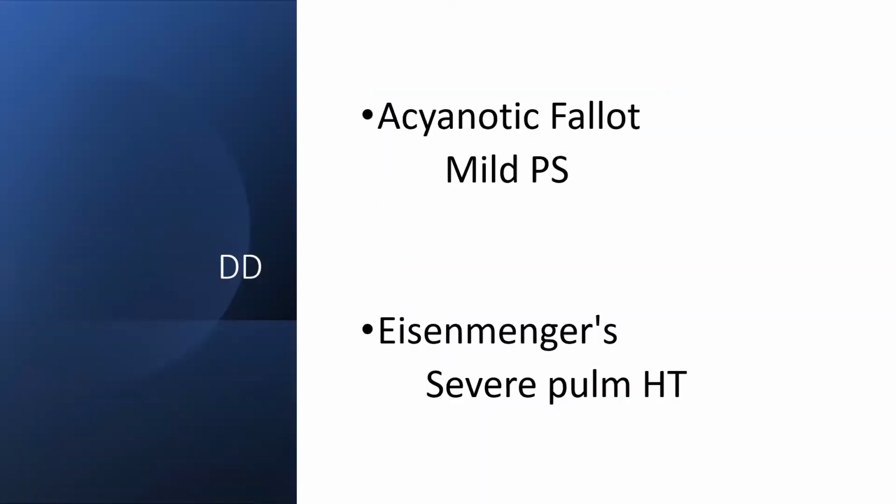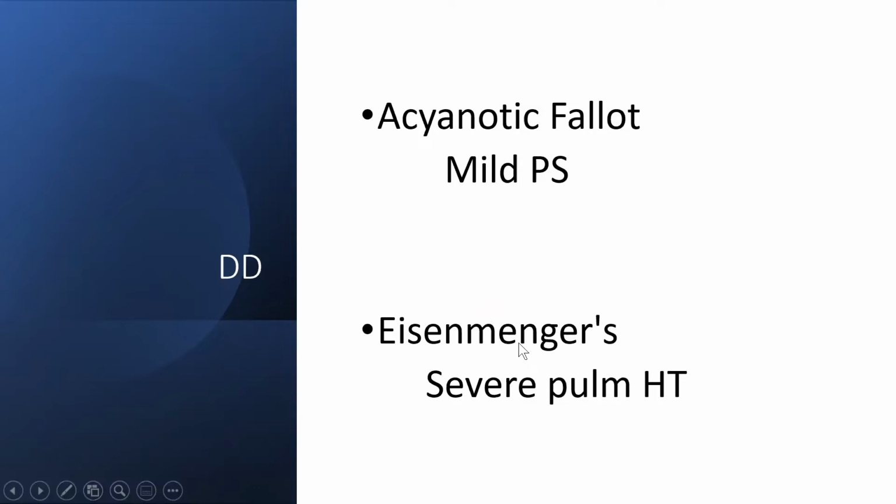Now, what is the differential diagnosis of a tetralogy of Fallot? One is what we call an acyanotic Fallot, which is where the PS is mild. When the pulmonary stenosis is mild, then the person becomes less cyanotic. That is what you call an acyanotic Fallot.